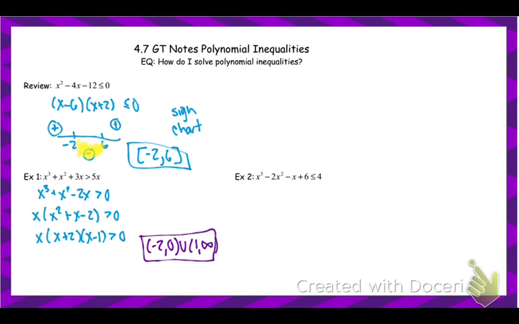And let me rewrite it. So here are my zeros: -2, 0, and 1. We know that this is a positive leading coefficient and an odd degree, which means I know my ends are going to be like this.